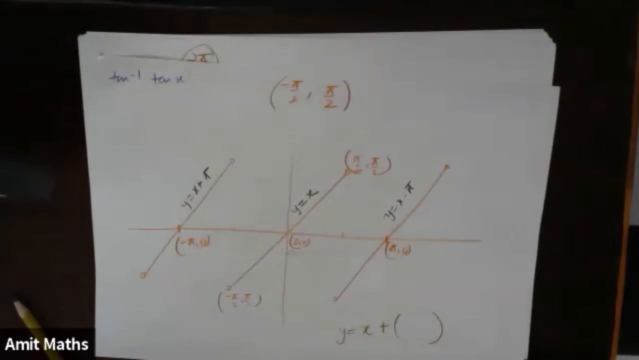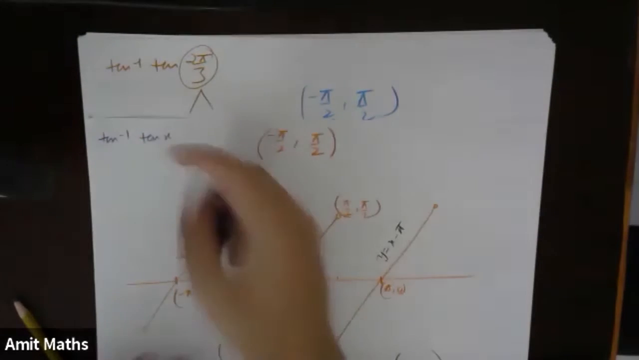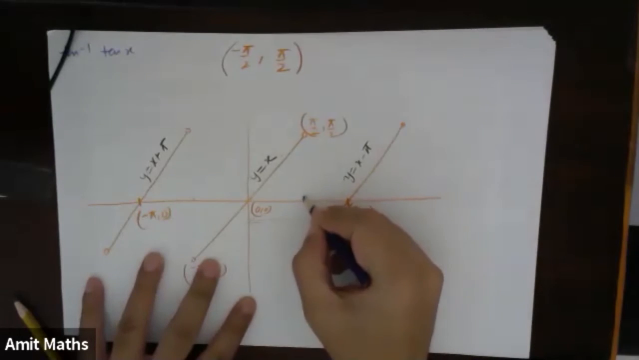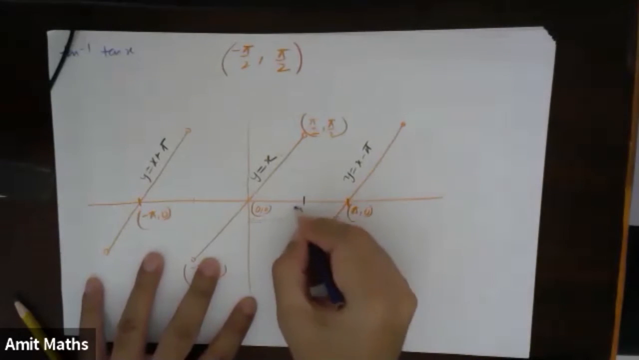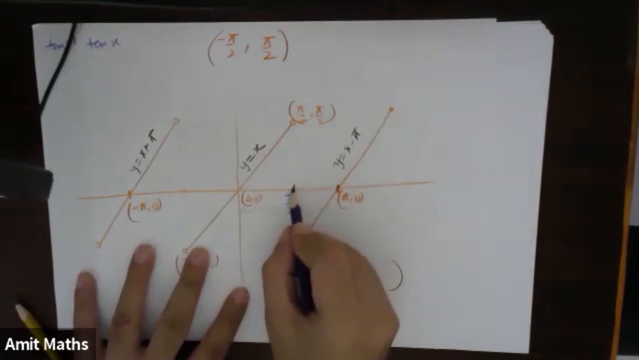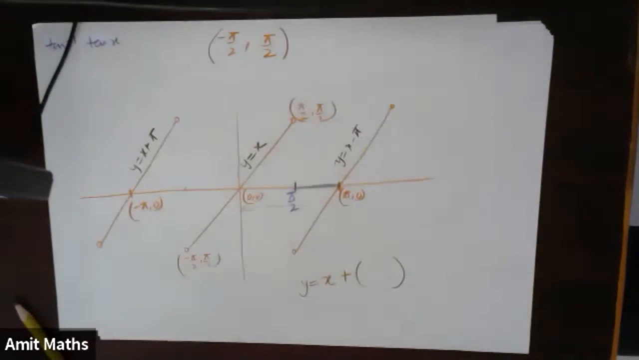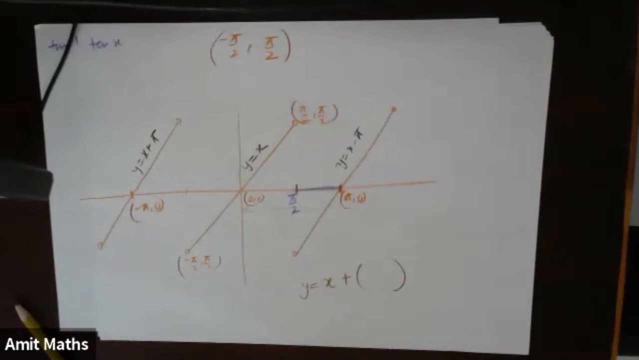Okay, let's take this one. So basically, we have 2 pi by 3. This point is pi by 2. 2 pi by 3 will lie somewhere in between these two values, right?